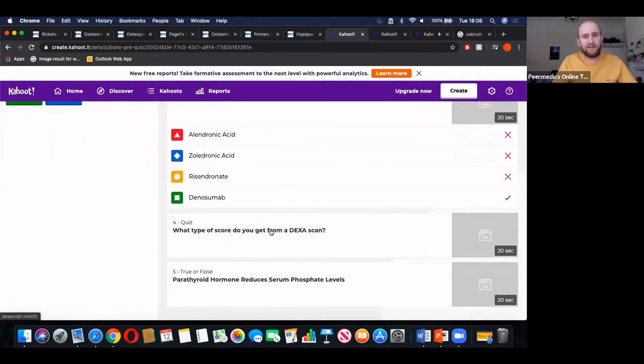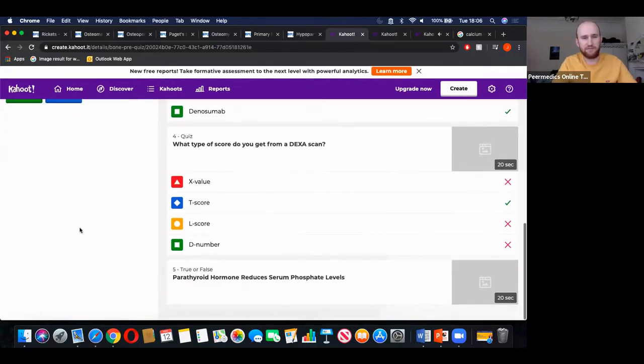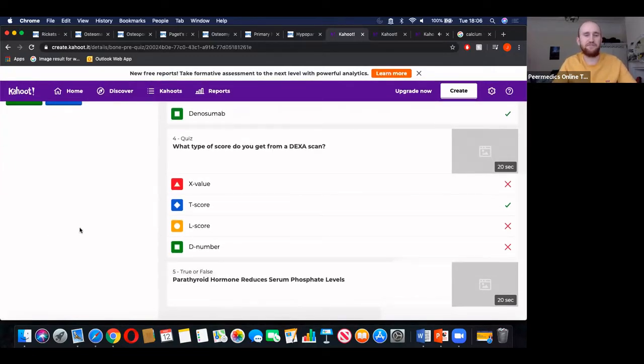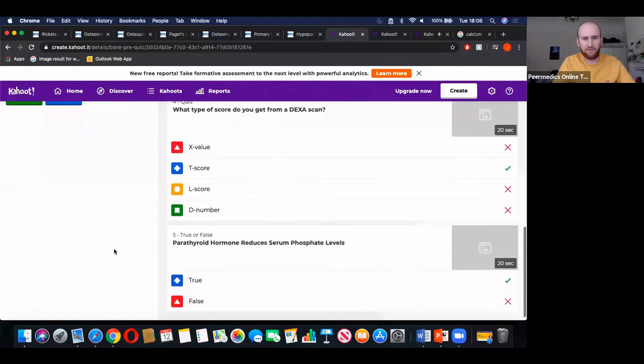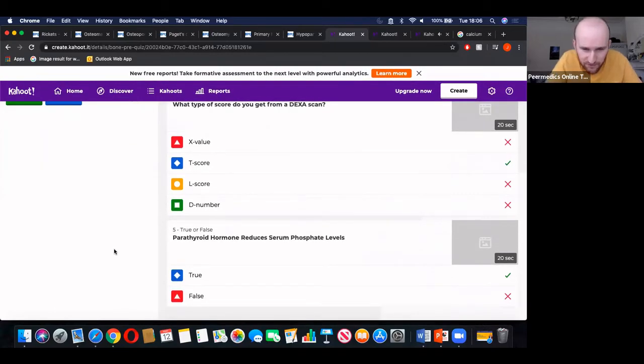What type of score do you get from a DEXA scan? This is pretty basic, but you get a T-score. The others are just made up. We'll be discussing DEXA scans a little bit, but start thinking about when we use DEXA scans and what they can show. And then parathyroid hormone does reduce serum phosphate levels. We'll be discussing homeostasis of calcium and phosphate and PTH and how that all links in a little bit. Okay. Right, I'll go through my PowerPoint.